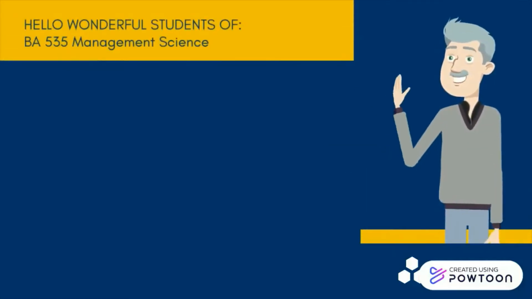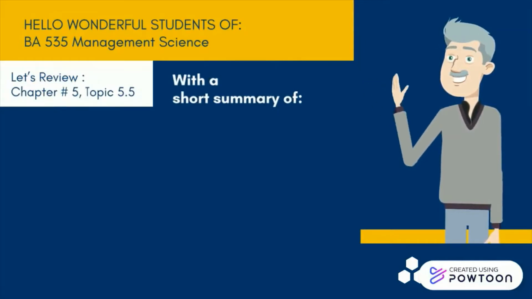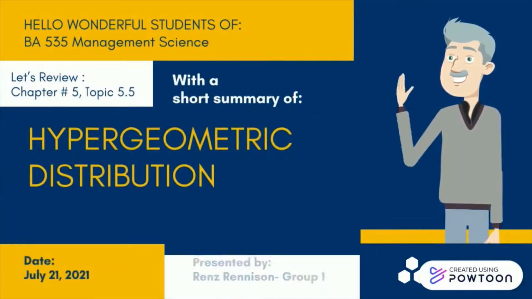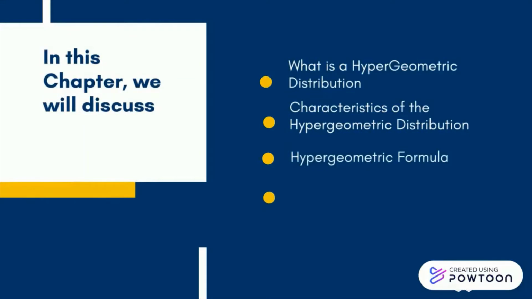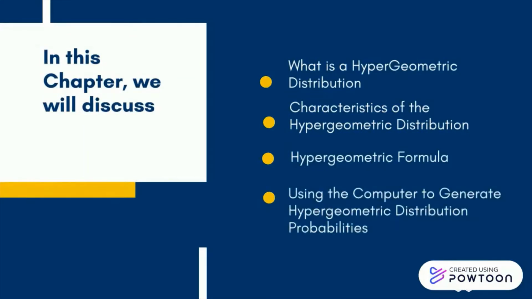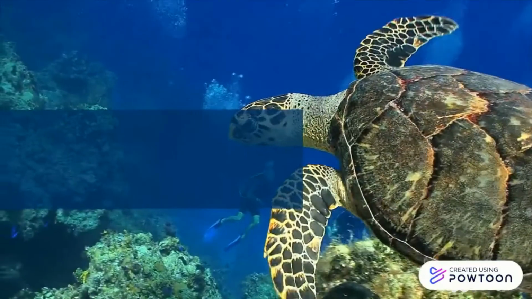We will now proceed with the discussion of Chapter 5, Topic 5.5, Hypergeometric Distribution. In this chapter, we will discuss what a hypergeometric distribution is, characteristics of the hypergeometric distribution, the hypergeometric formula, and using the computer to generate hypergeometric distribution probabilities. Let us now proceed with the discussion.